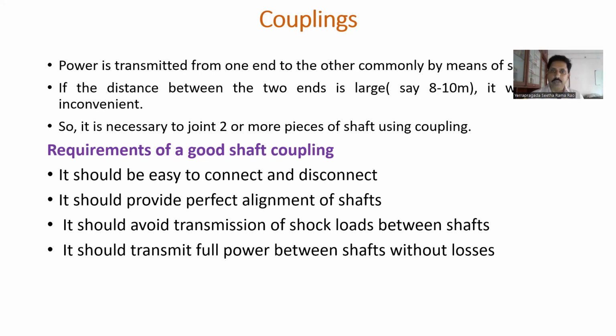Generally, the shaft coupling should be able to connect the two shafts. If they have some kind of offset, then it is not possible to connect the two shafts in a good manner. And whatever coupling you select, it should avoid the transmission of shock loads between the shafts. Sometimes sudden loads act on the shafts, such as bending load, axial load, shear load, or combined loads. In that case, we should avoid the transmission of these loads between the two shafts, and the coupling should transmit the full power between the shafts without any kind of losses. That is also one of the important requirements.